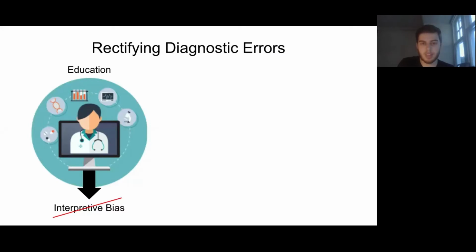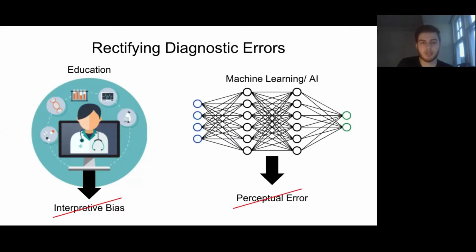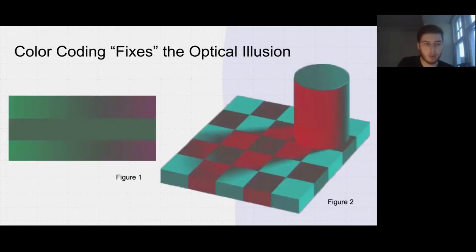Some research groups have attempted to rectify diagnostic error by focusing on education, teaching physicians about their interpretive biases. Others are attempting to develop machine learning and AI software to try and aid radiologists in the perception of lesions. So when we apply color scheme to our optical illusions, it corrects our skewed perception of them. By modifying the MRI or CT images after they've been scanned, different color schemes can help to detect previously unknown or unseen problems in the original scan.